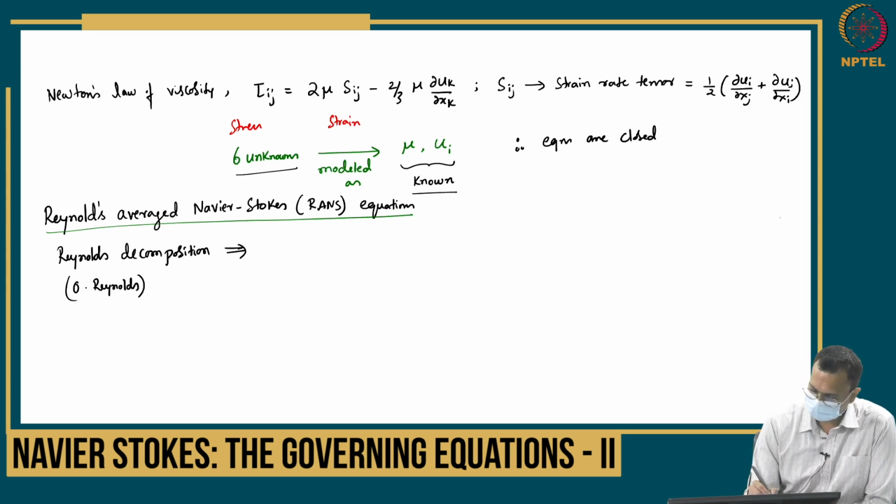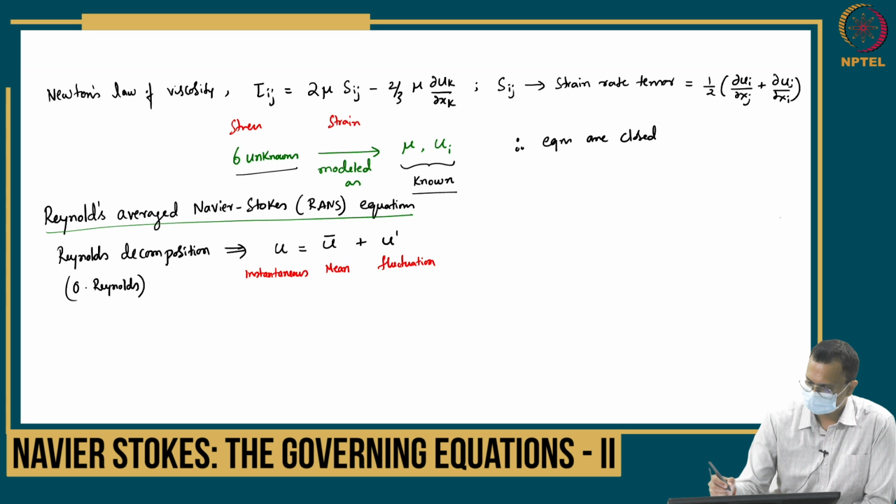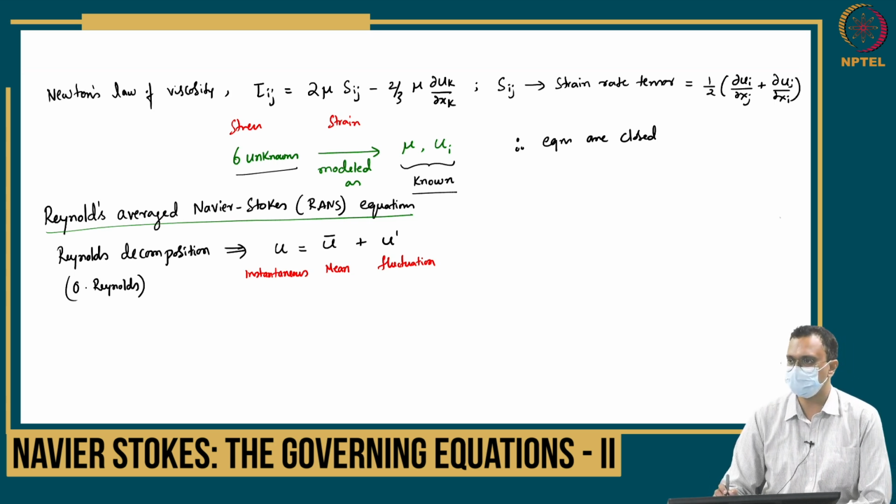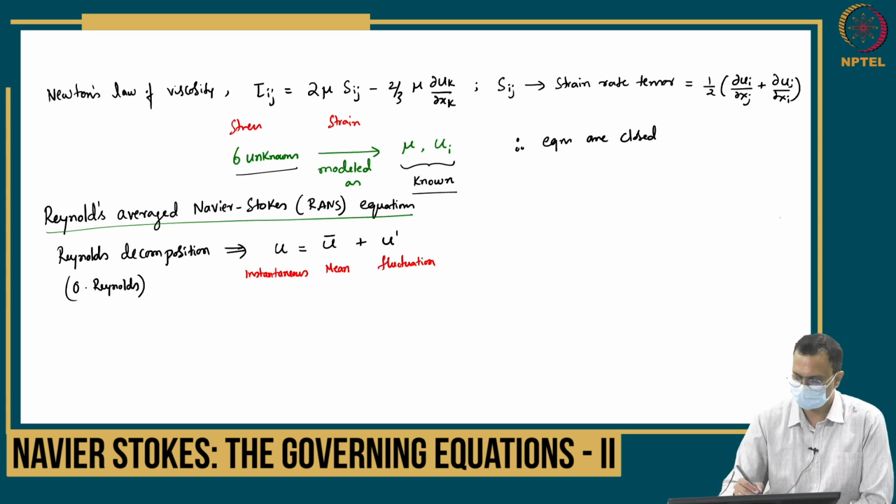Okay, so we can split, let's say, a velocity component u into its mean and fluctuation. So this is the instantaneous velocity into the mean and the fluctuation. If I do this decomposition to the equation, I am going to get an equation for the mean fluid motion and also an equation for fluctuating fluid motion.